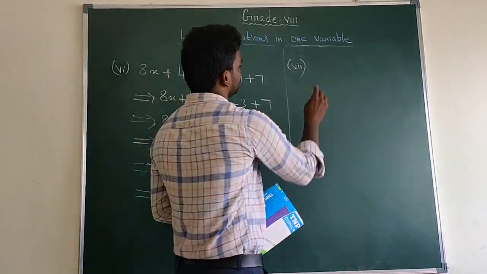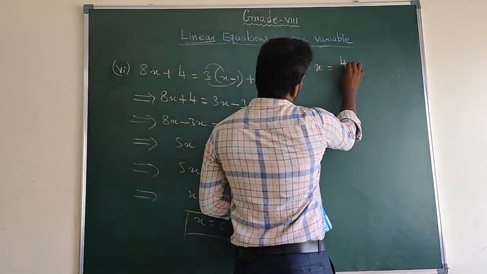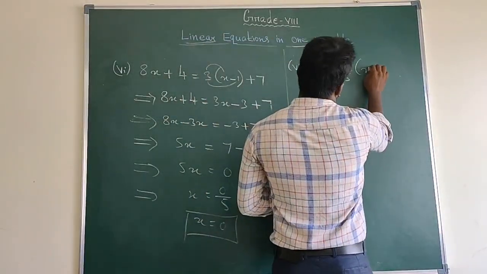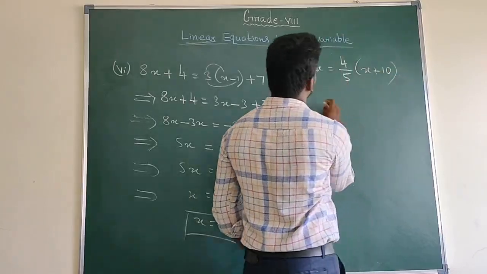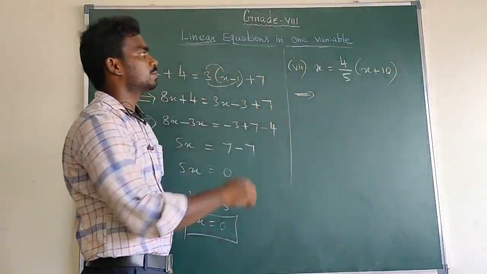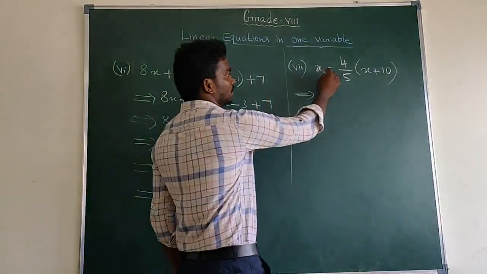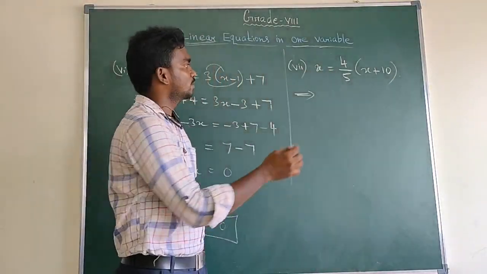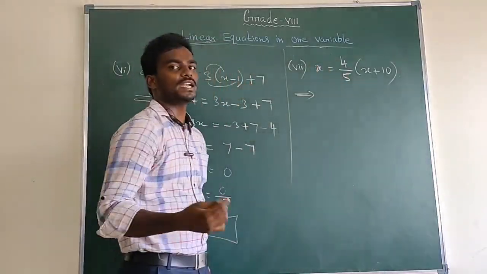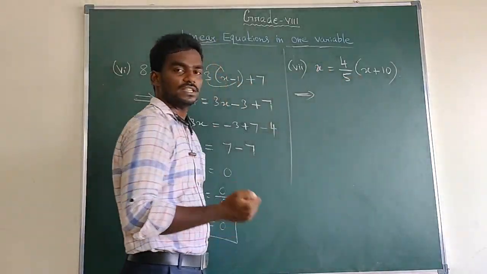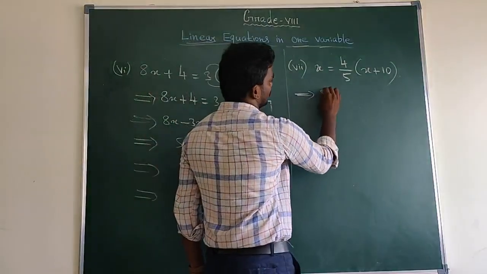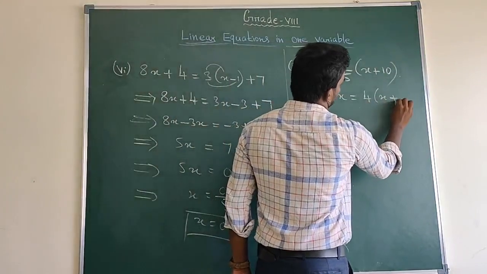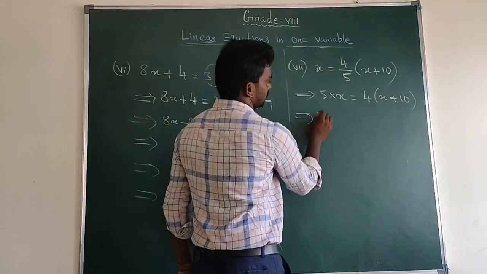Question: x equal to 4 by 5 into x plus 10. So x equals 4 by 5 into (x plus 10). On the left side you have only the variable x, and on the opposite side you have the 4 by 5 value. So 5, which is a division on the right side, is transposed to the left side as multiplication: 5 into x is equal to 4 into (x plus 10).